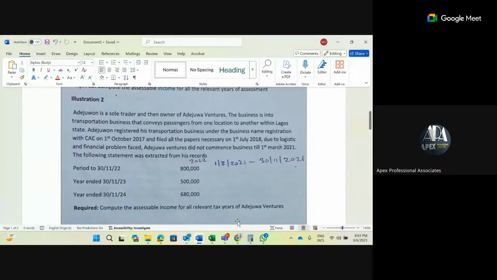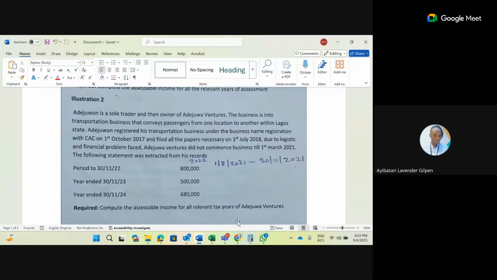Is Lavender online or Shimamanda? Lavender or Shimamanda? I'm going to unmute everybody. Good evening, sir. I want one of you to read this illustration for me. I'll read, sir.